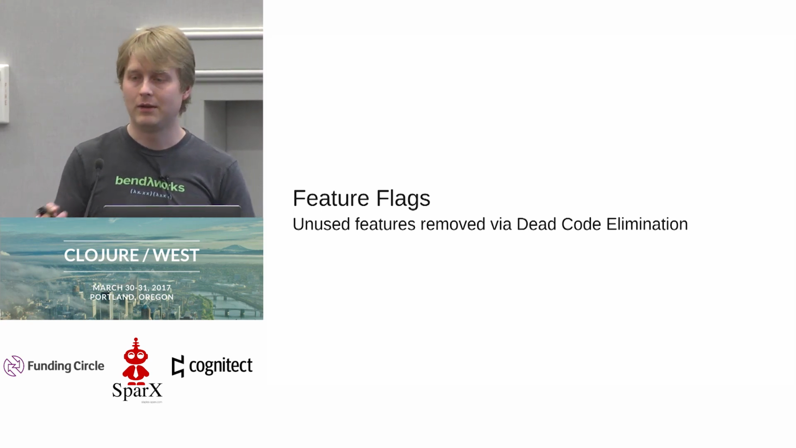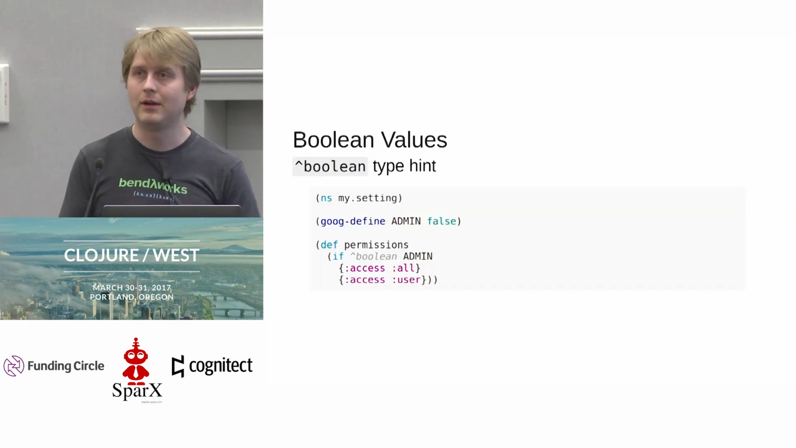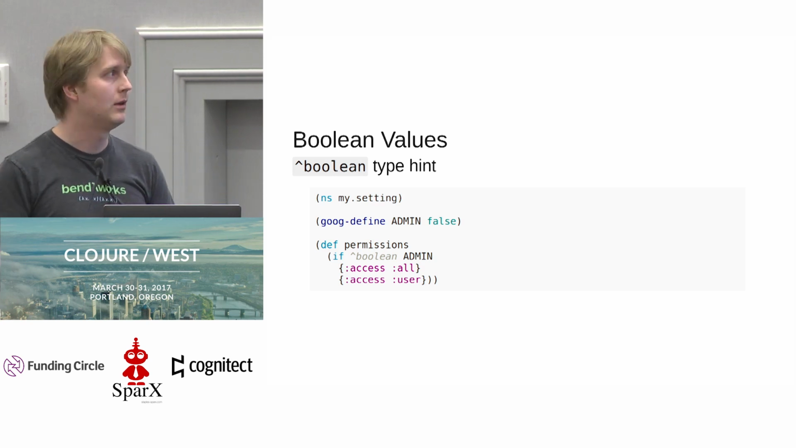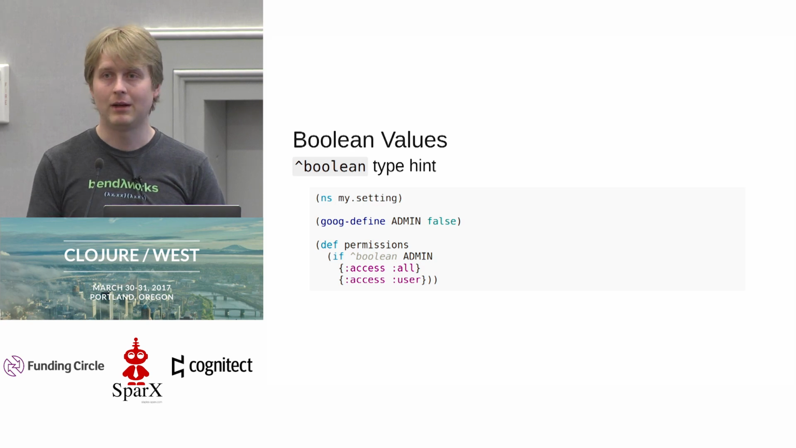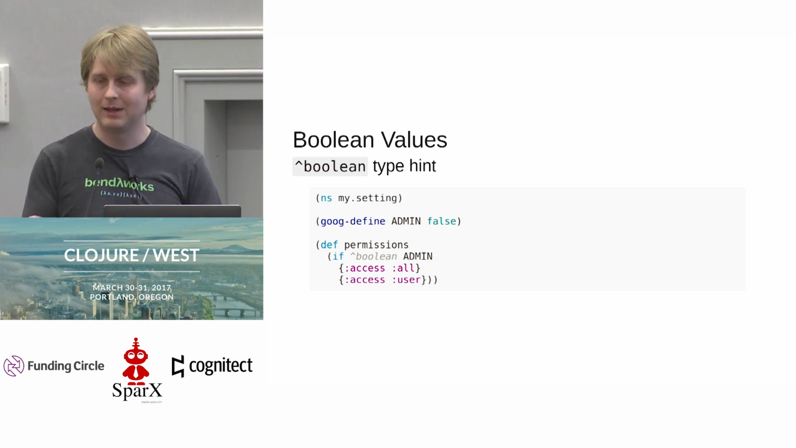But there are a few tricks you have to do in order to get this dead code elimination. For Boolean values, you have to type hint whenever you're using them. So right here, when we're using admin, we have to type hint it as Boolean when we're comparing it with if, to make sure that other code is dead code eliminated.